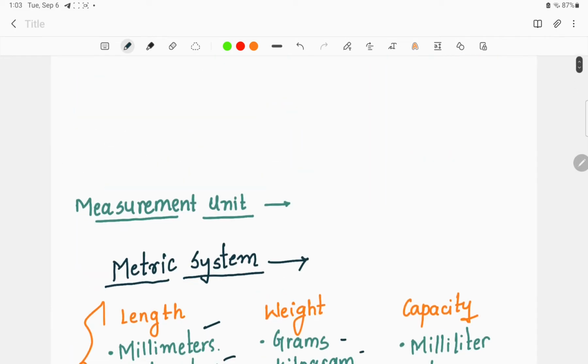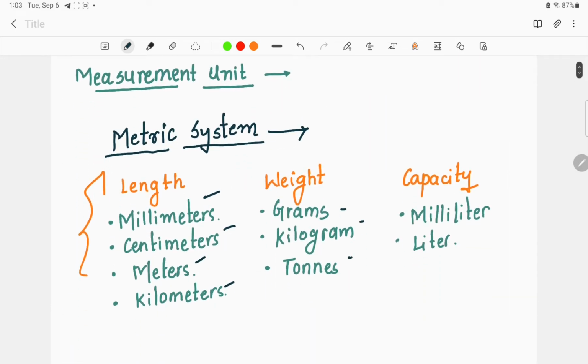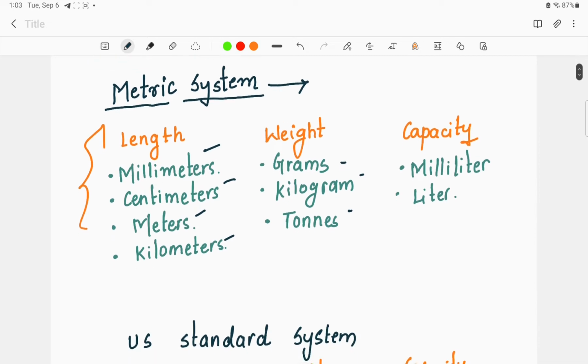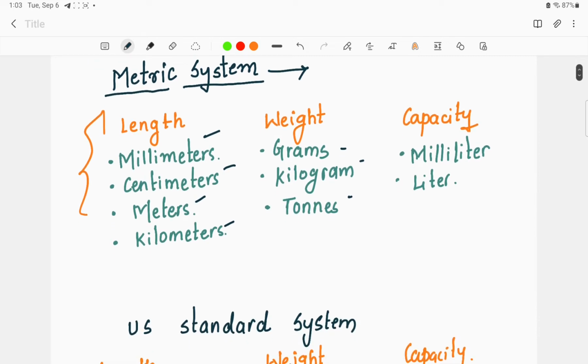Now once we go through everything we have read so far, that is the measurement units. In measurement units there are 2 different systems we use to measure: the metric system and the US standard system. In the metric system we measure length, weight and capacity. For length we use units like millimeter, centimeter, meter, kilometer. For weight we use gram, kilogram and tons. For capacity we use milliliter and liter.